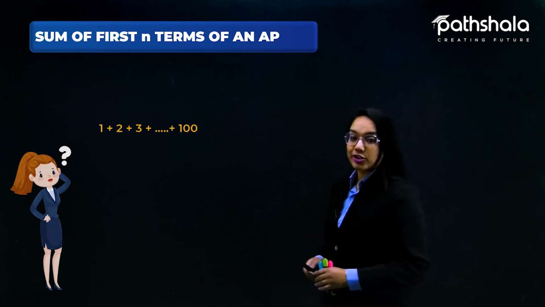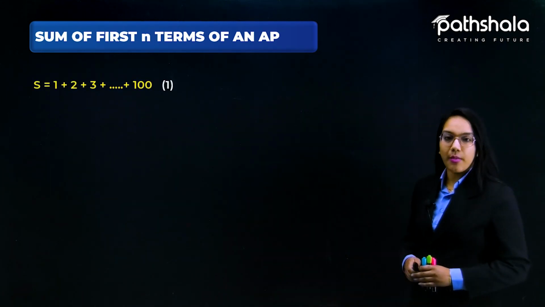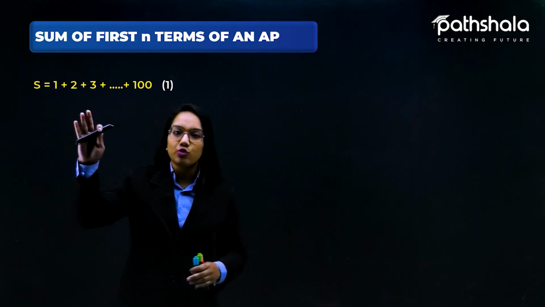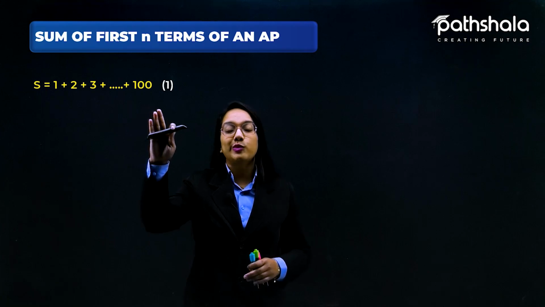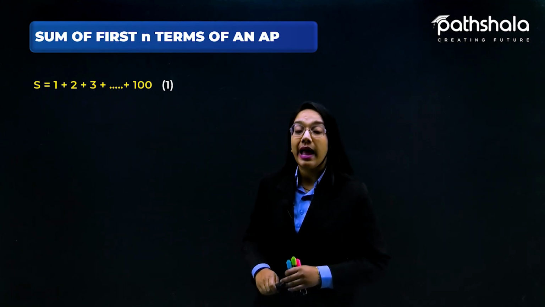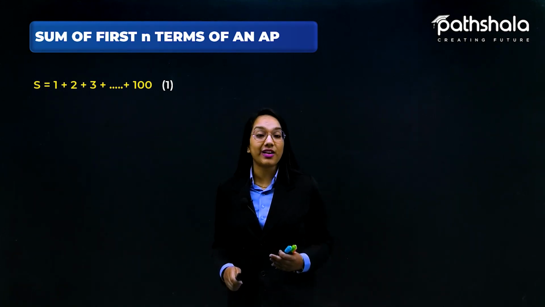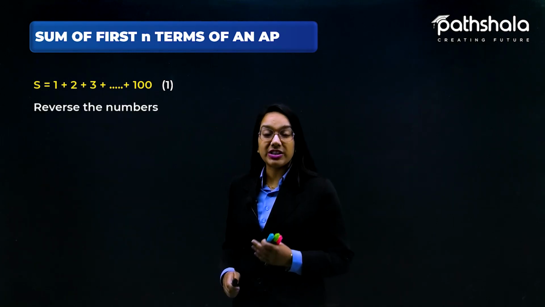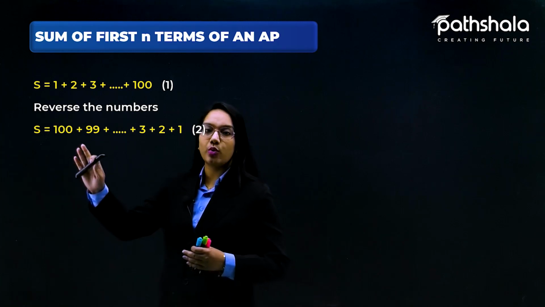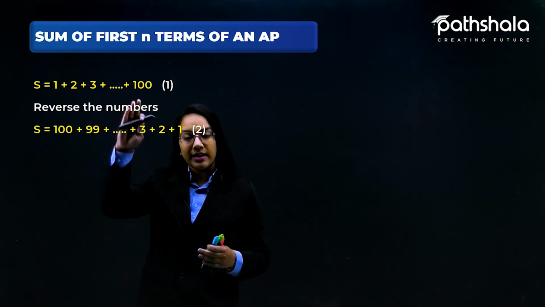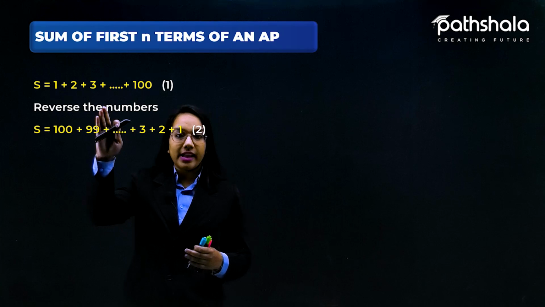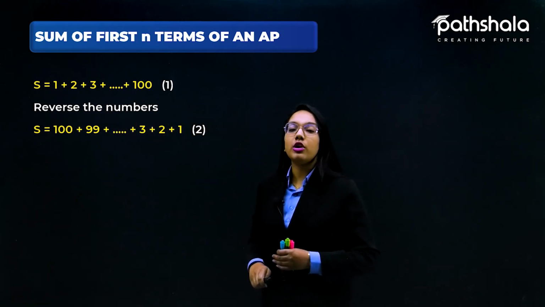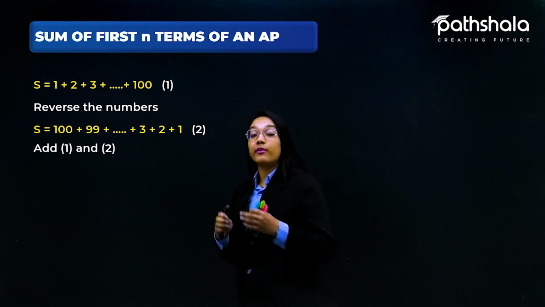Let's see. First of all, suppose I write the sum of the first 100 terms as S, capital S, which is 1 plus 2 plus 3 and so on up to 100. Let's take this as equation number 1, and now I am reversing the order. I write S is equal to 100, then 99, then 98, and 3, 2, 1 at the end, and I call this equation number 2. Now let's add equation 1 and equation 2.